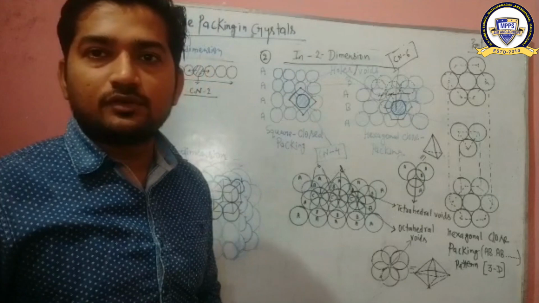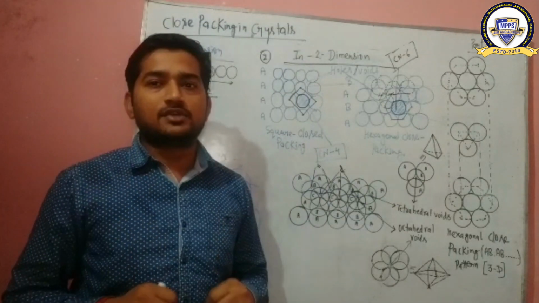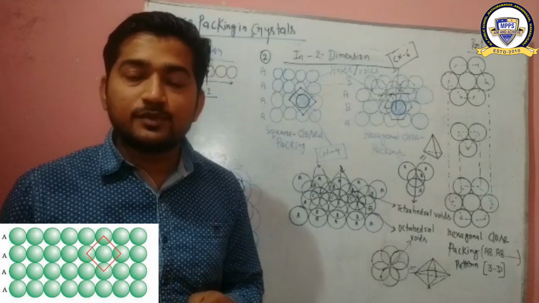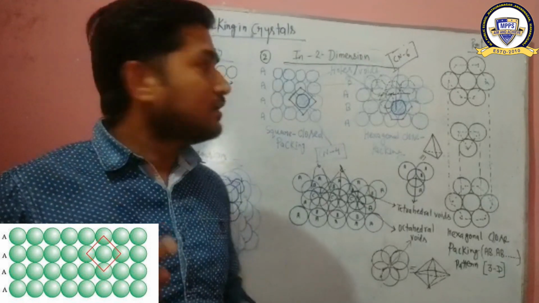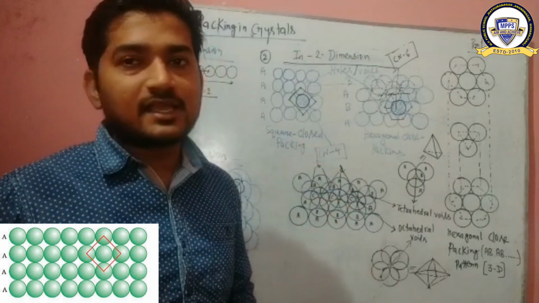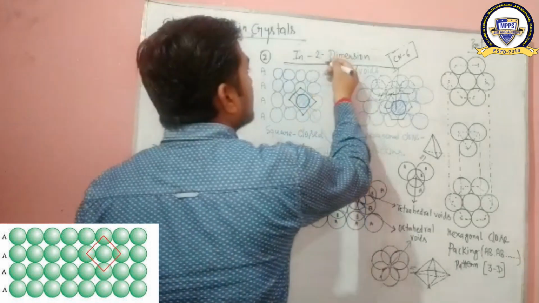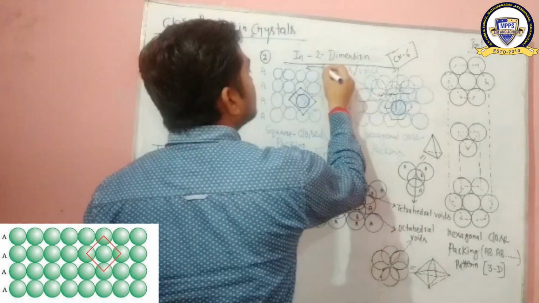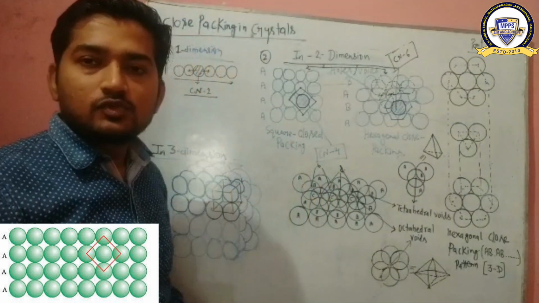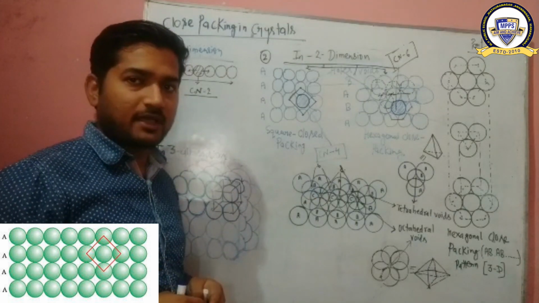Second one is 2 dimension. When we talk about 2 dimension, there are basically 2 types of arrangement. First one is known as square close packing, and second one is known as hexagonal close packing. That means in 2 dimension, there are 2 types of packing. So how can we arrange the square close packing?